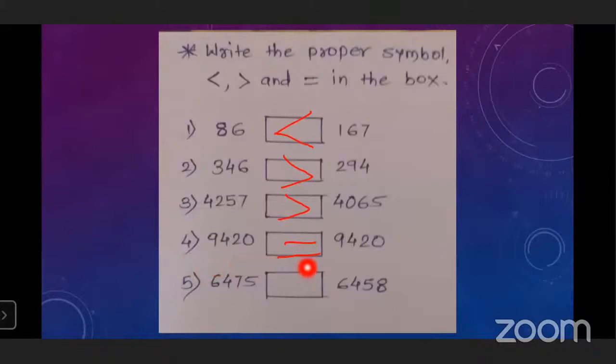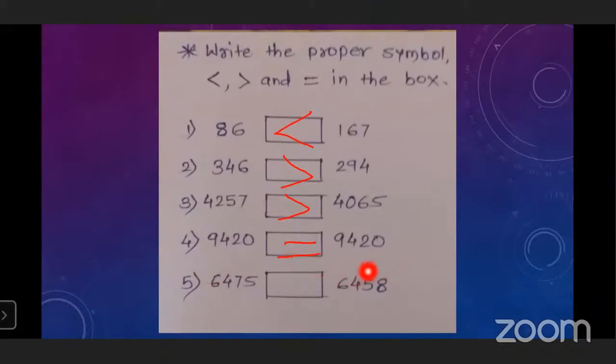6475 and on the other side 6458. Okay, we have to use the proper symbol in the box. So first of all, count the digits. The same technique you have to use every time. First of all, count the digits. How many digits are here? 4 digits. In this first number 4 digits are here and the other number also has 4 digits.